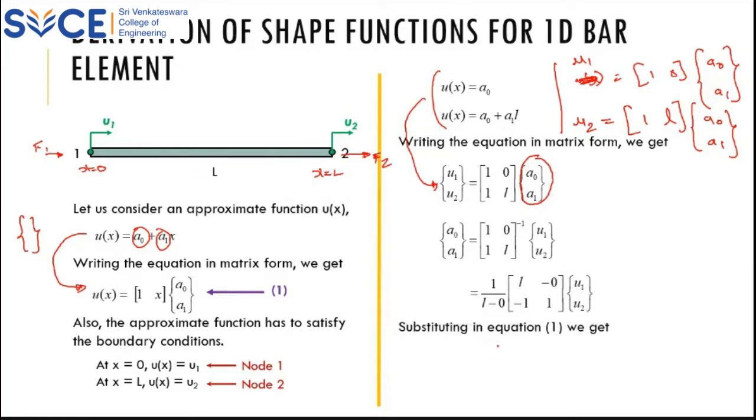So now I'm going to substitute it. This is my A0 A1, right? Substitute this A0 A1 in this equation 1. When I do that, what will I get? I'll get u of x is equal to [1 x] 1 by L, [L, 0, minus 1, 1], [U1, U2]. Any doubt up to this?